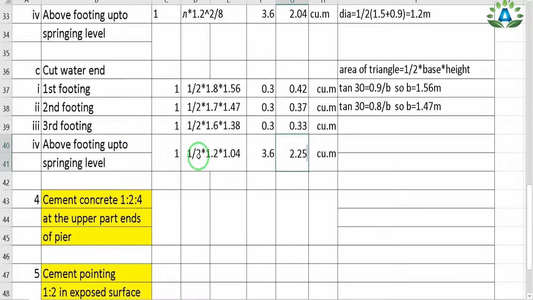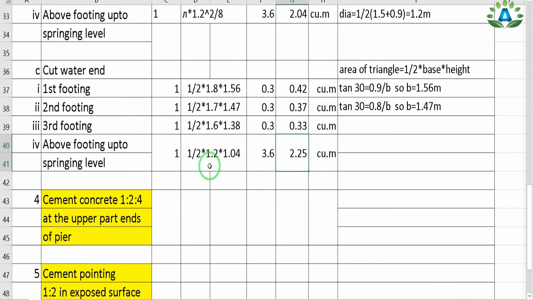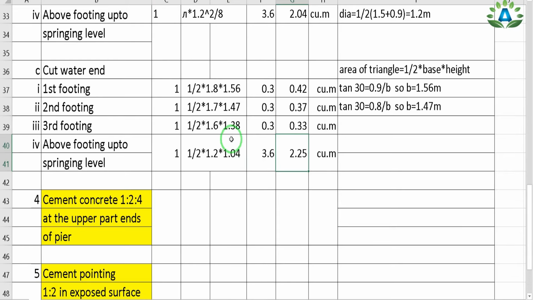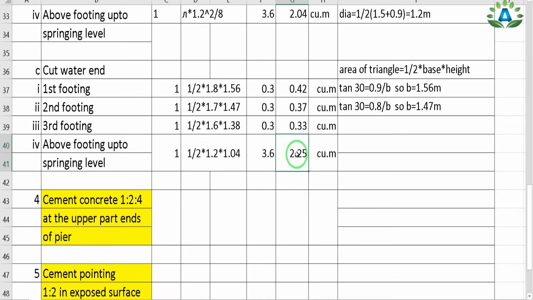So I can write the area of the triangle equals 1/2 into base into height, in which our base is this portion, that is 1.2 meter. So 1.2, and the height of the triangle is this portion, that is 1.04 meter. So we have this height of 360 centimeter. So we can write the height equals 3.6 meter, and we will get the total quantity 2.25 cubic meter.